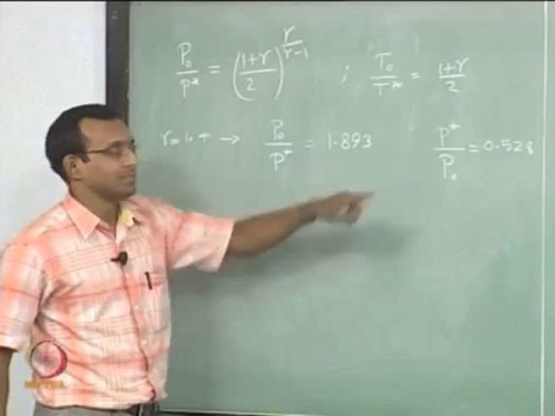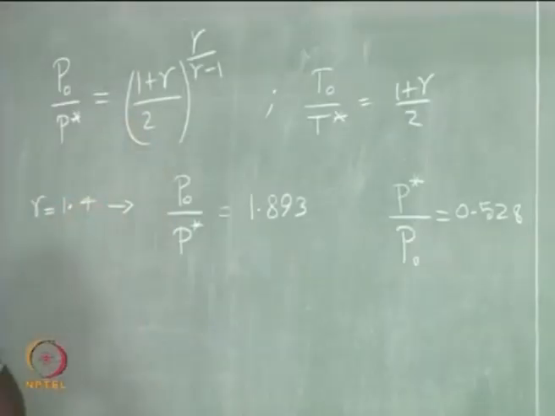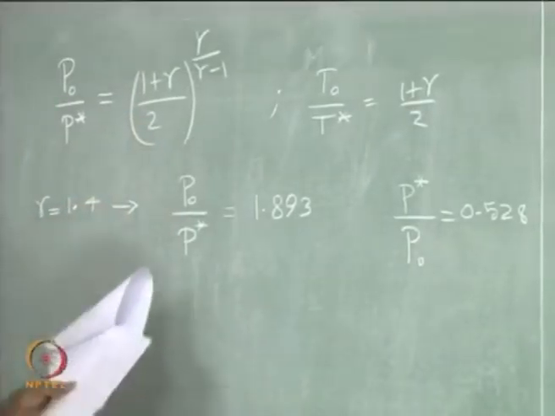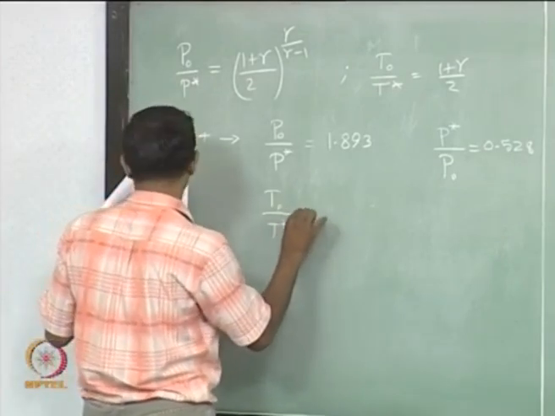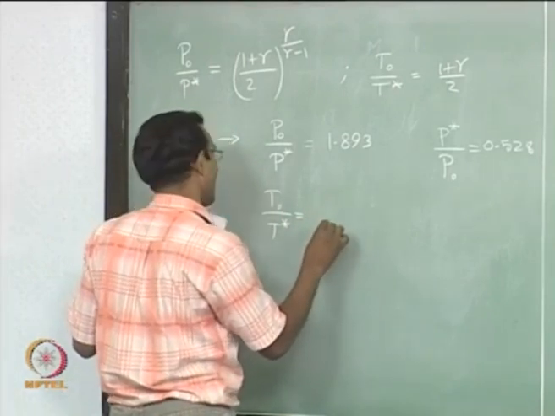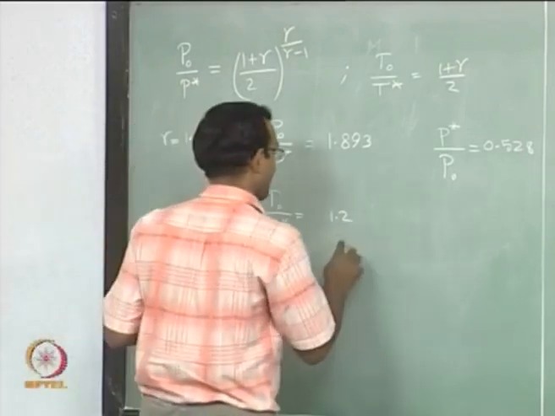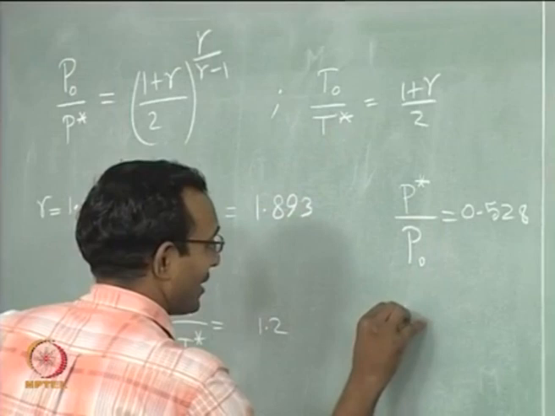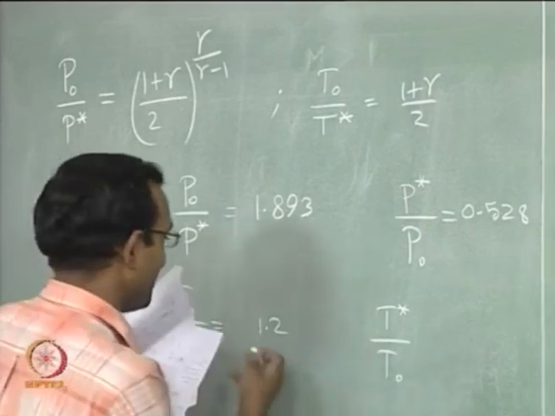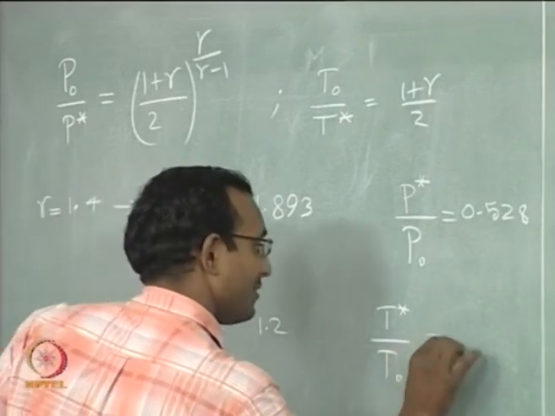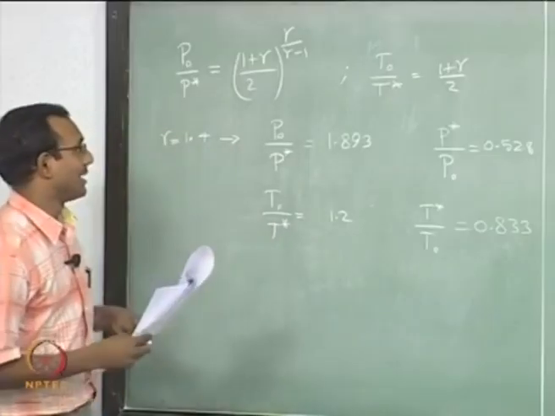Sometimes this will be useful, sometimes that will be useful. Just for quick check, nice numbers to remember, 0.528 is easier to remember I think than 1.893, it is up to you. And if I think about T naught by T star, T naught by T star for air is 1.2, very easy to remember. The other one is not very easy to remember. So, I will typically not remember T star by T naught, I will just remember this, reciprocal of this is not a simple number, that is why. 0.833, you will get it to be these.